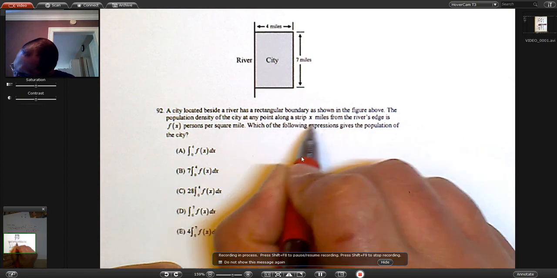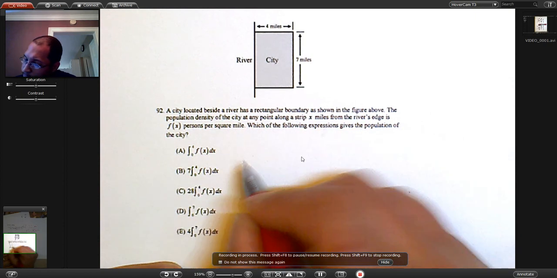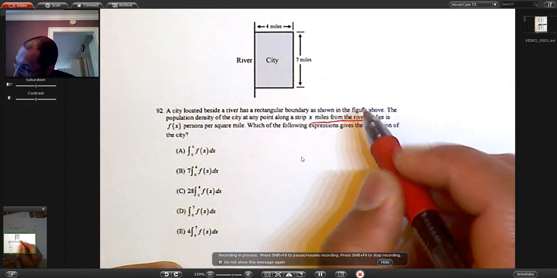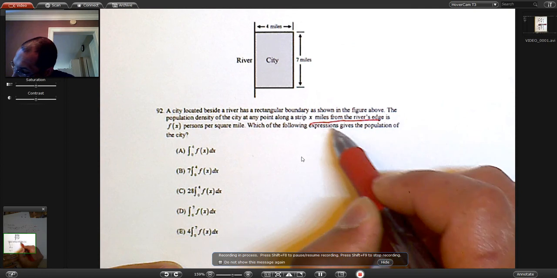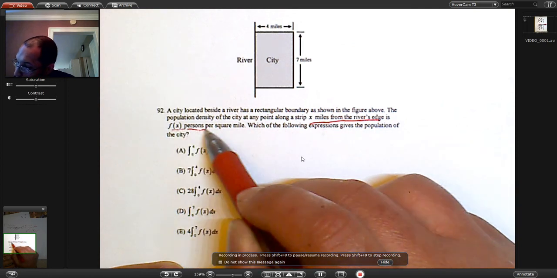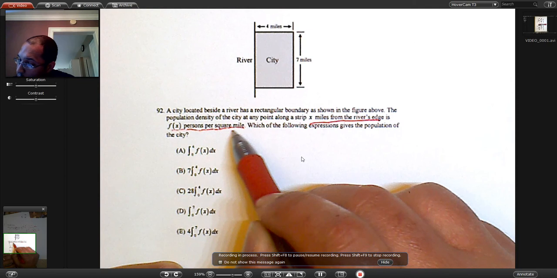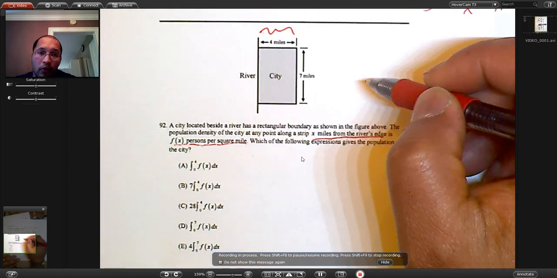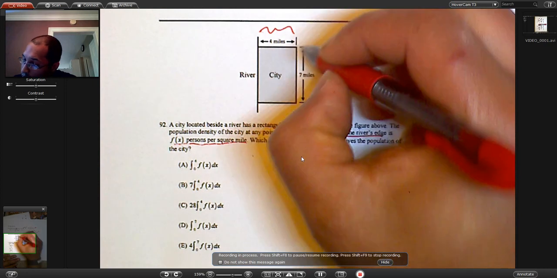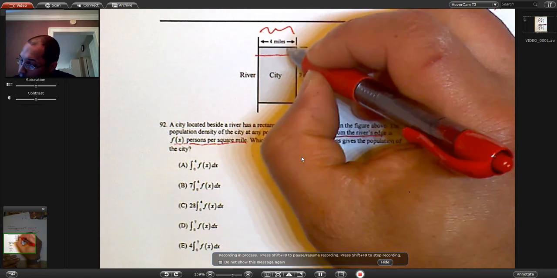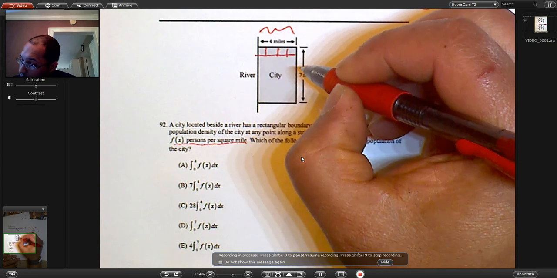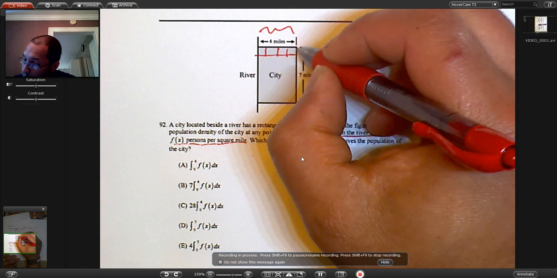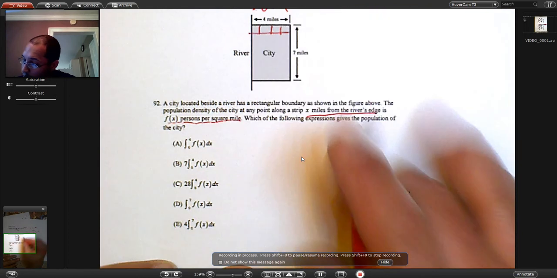What is it? Okay, let me back up. It's x miles from the river's edge. It's f of x persons per square mile, okay? So we can only integrate over this number of miles, and that's going to give me the number of people per square mile, but then I have to multiply that by 7, okay? So the integral will get you that times 7, okay? So 0 to 4 times 7, B.